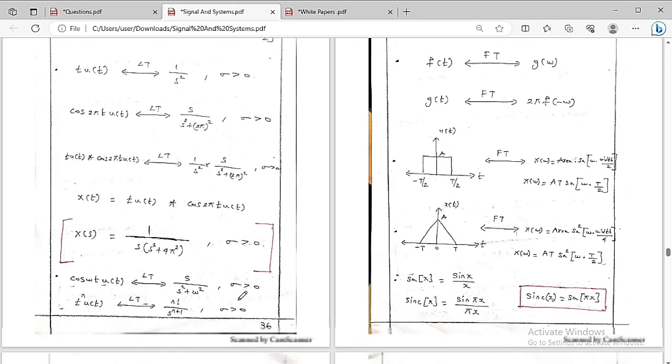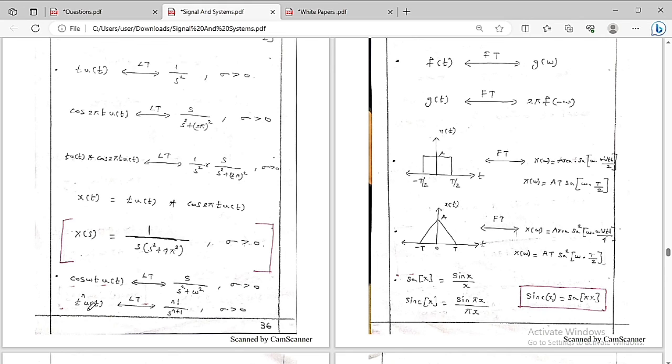For this signal, what is the Laplace transform X(s)? It is equal to 1 by s into s square plus 4 pi square, with an ROC sigma greater than 0. I want you to remember two important formulas. The Laplace transform of cos omega t into u of t is s by s square plus omega square, with an ROC sigma greater than 0.